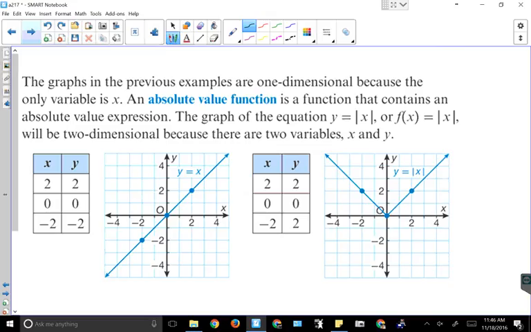So, let's take a look at this. Absolute value function graph. We're used to looking at lines going up and down like this. Now an absolute value function is going to look like this.